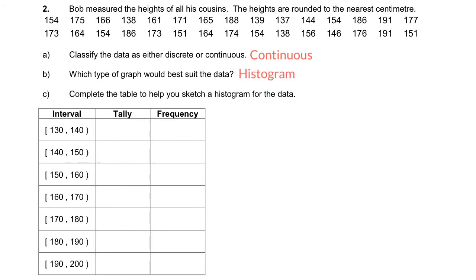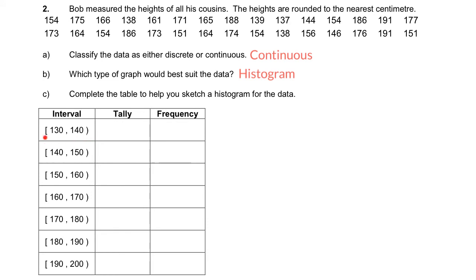Okay, so in order to make a histogram, we are going to look at the different intervals. So here I have the heights between 130 and 140 centimeters. We're going to count up using a tally how many heights are between 130 and 140, and we're going to get the frequency. So how many times that occurs. Then we're going to count up all the heights that occur between 140 and 150, then between 150 and 160. So we have all these different intervals, and we're simply just going to count up how many heights are in each interval.